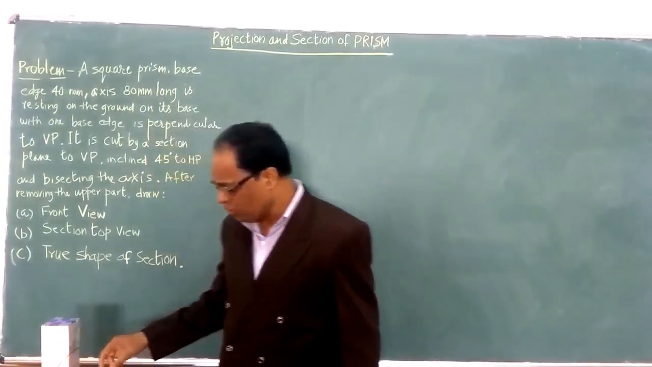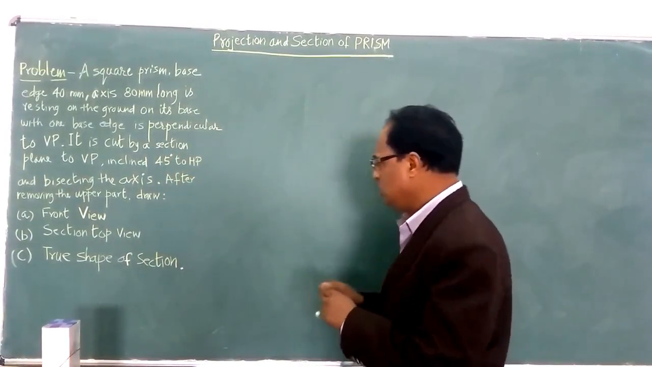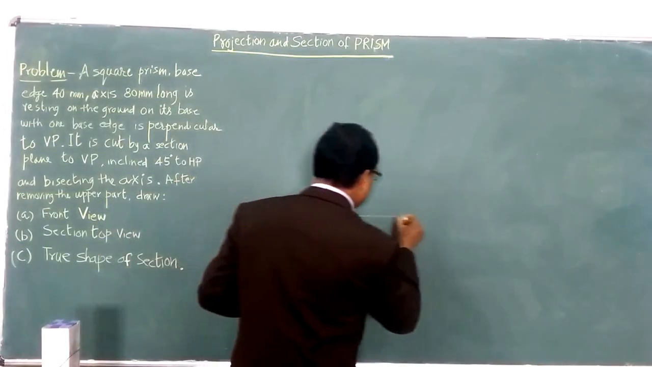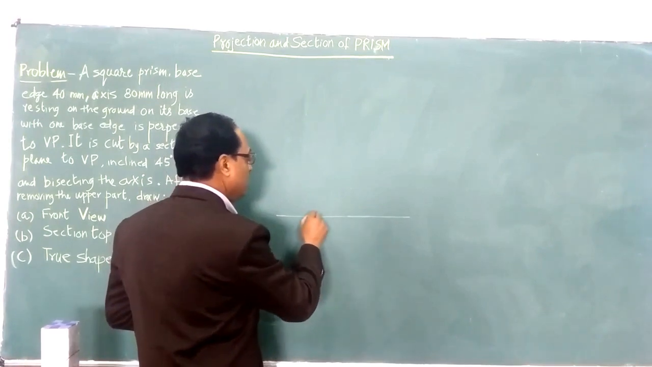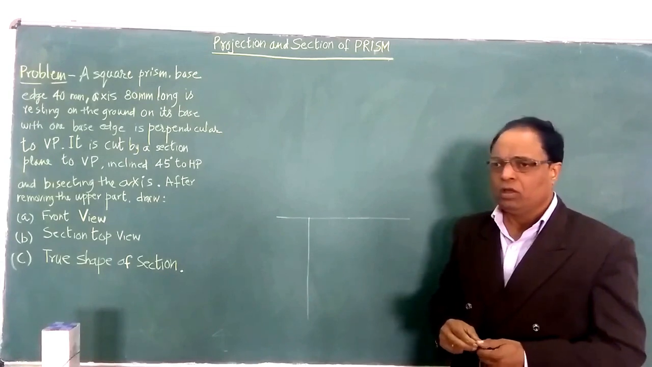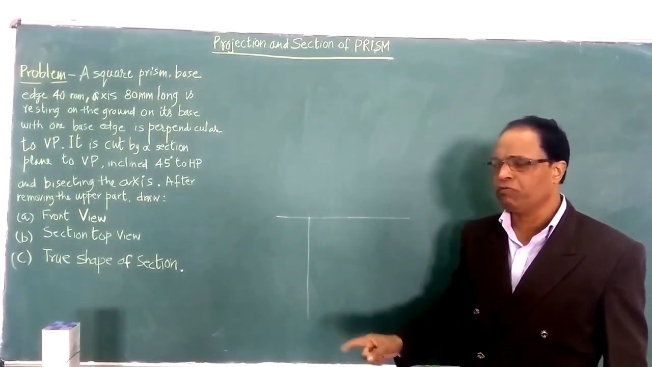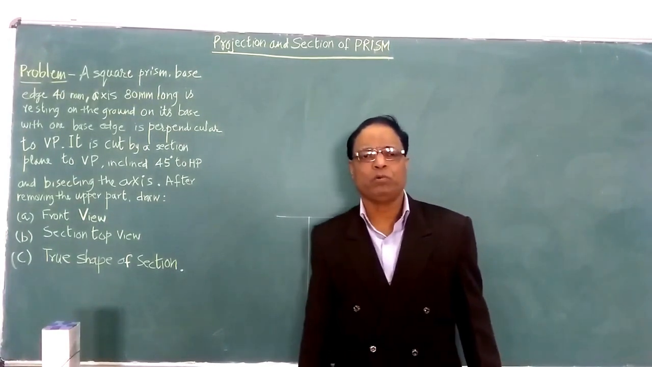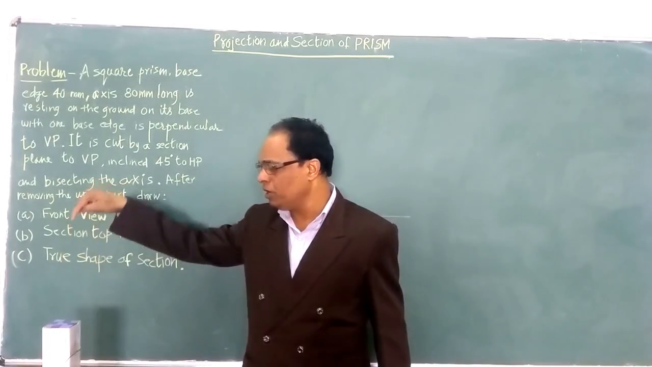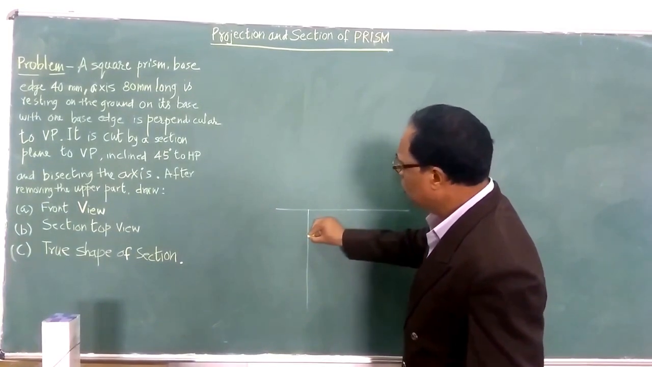It is a problem of section. Now we first draw the projection of the prism without cutting. For the projection of any type of solid, that view is to be drawn first in which the true shape of its base appears. We get the true shape in the top view. Therefore, the top view is drawn first.